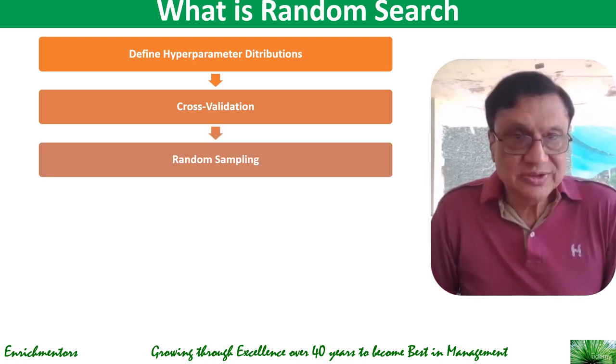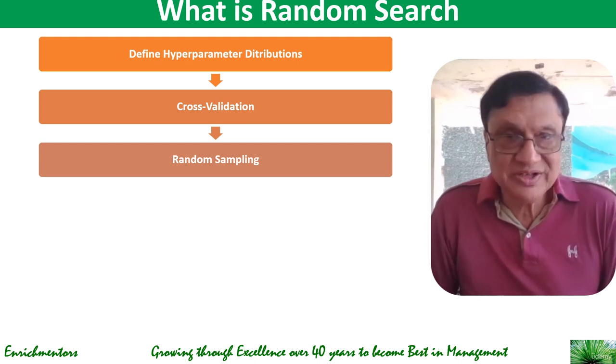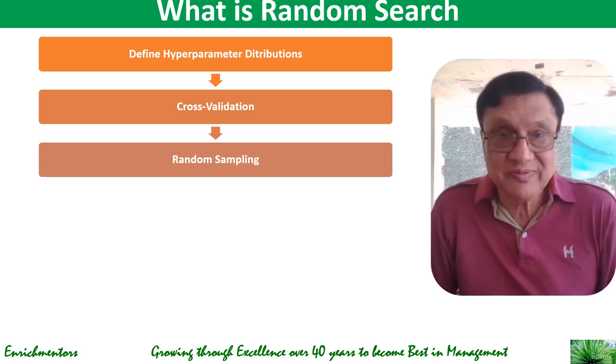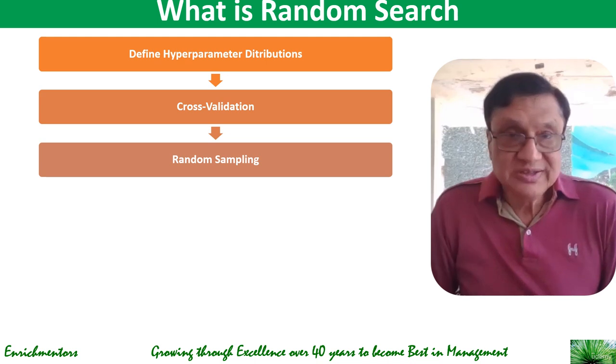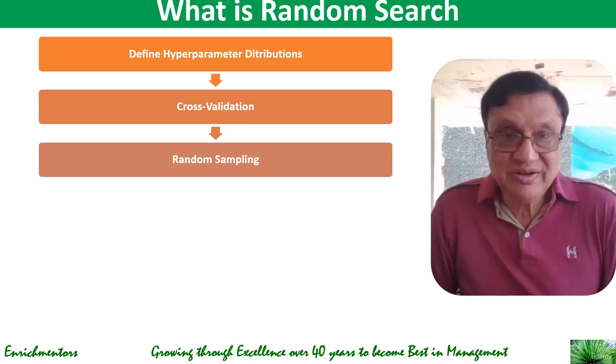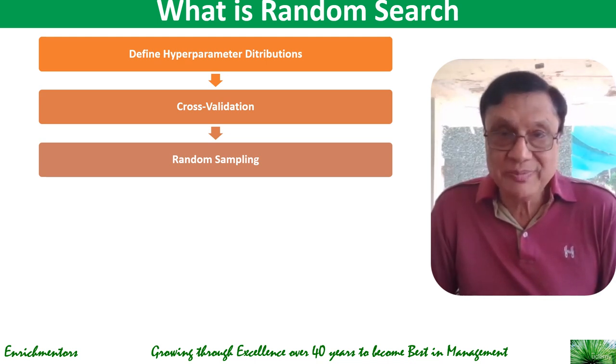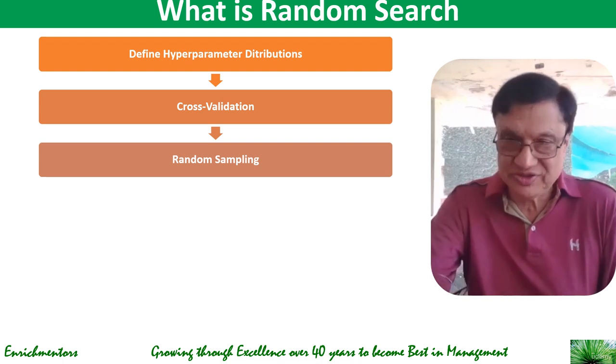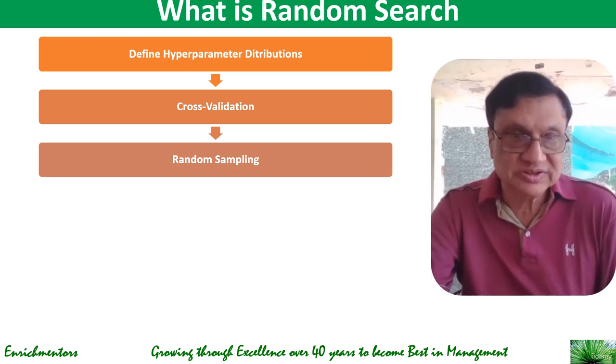For a specified number of iterations, or until the stopping criteria is met, you sample the hyperparameter values from a predefined distribution for each hyperparameter. This random sampling process generates a random combination of hyperparameters for each iteration, and it's a very useful process.